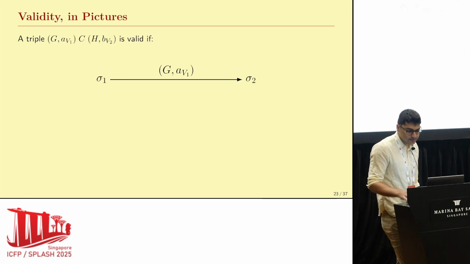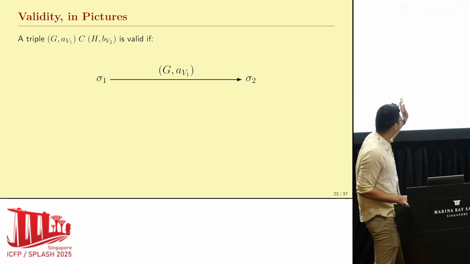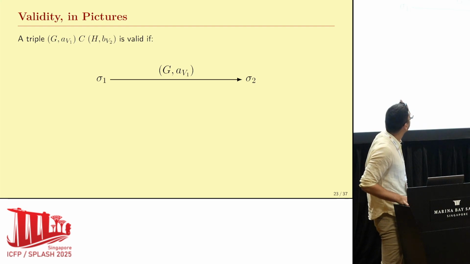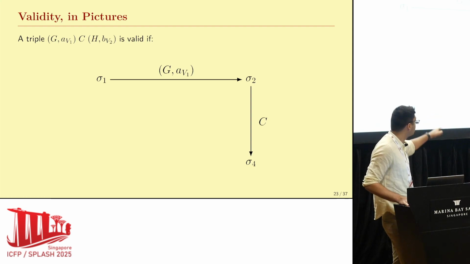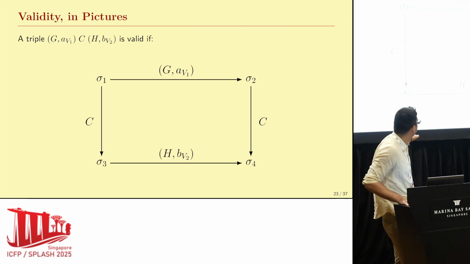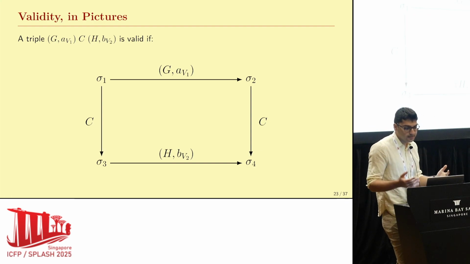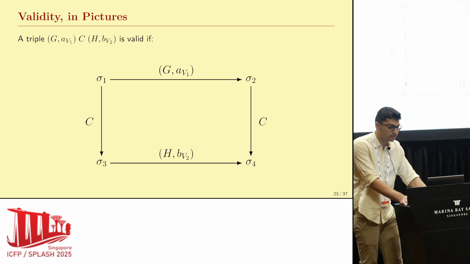Or in pictures, this is what it looks like. If I start with some program state sigma 1, apply any transformation from the group action GA to obtain sigma 2, and then I run the program C. If this is the same as just running the program C and relating the output, and I can relate the output of running the program C via the group action HB, then this triple is valid. And so this is roughly what validity in our logic looks like.